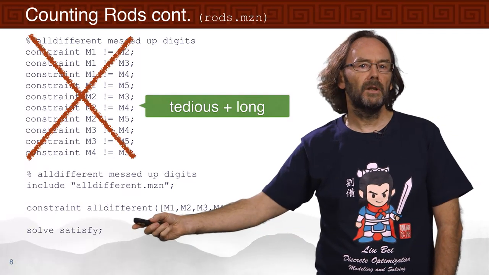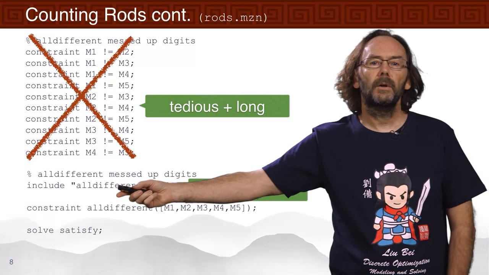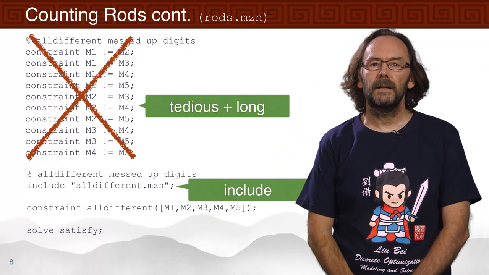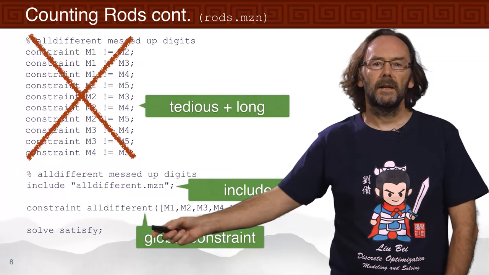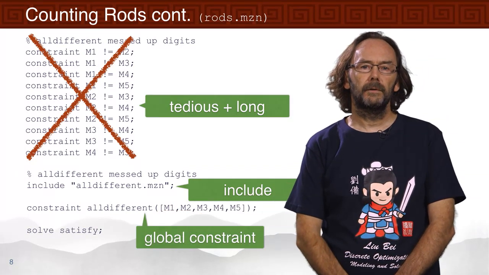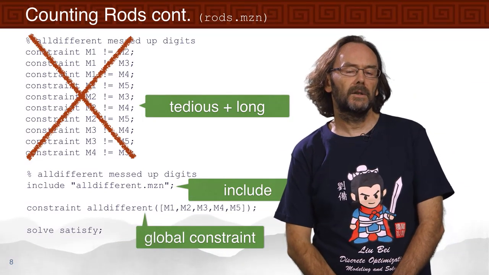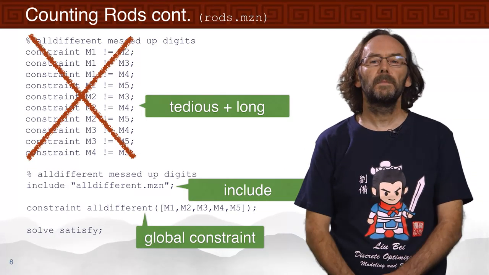But its definition is in a different file, so we have this include statement here, which says we've got to include the definition of the constraint, all different. And that's in this alldifferent.mzn file. And then here's our global constraint, the use of the all different. And since the problem is just to find a solution, we're just running solve satisfy to find what is the solution for these variables. There's nothing to optimize here.